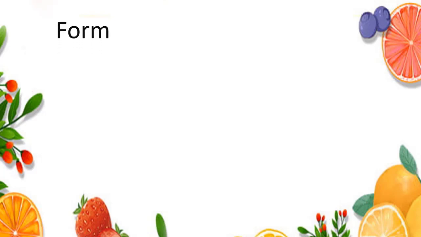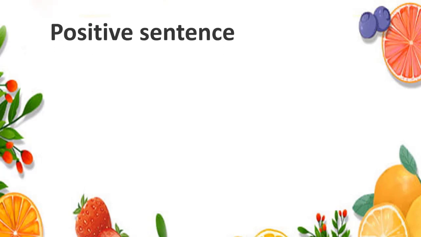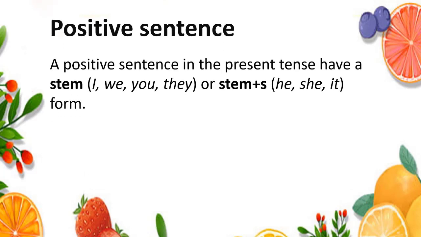Well, the form of the present tense, or sentences in the present tense, can be positive, negative, and interrogative. Now, let's start with the positive sentence. A positive sentence in the present tense has a stem if the subject is I, we, you, or they, or stem plus S if the subject is he, she, or it. So if the subject is I, we, you, or they, or nouns which can be substituted with we, like John and I, or Mary and I, that's we, or a noun which can be substituted with he, she, it, then we have the stem plus S form, like goes, or eats, and so on.